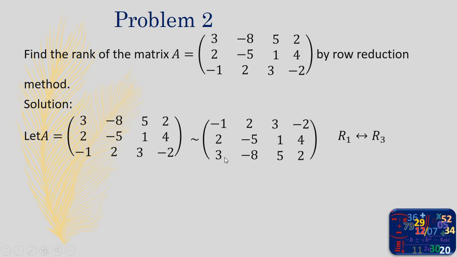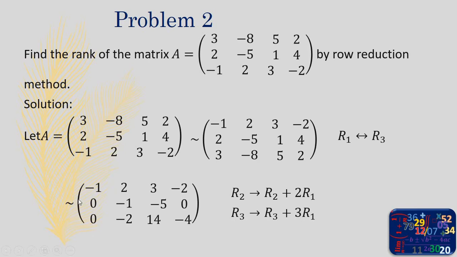Next, I want to make these two elements 0, and the same rule I will follow for the two rows. So row 2 is replaced by row 2 plus 2 times row 1. In the same way, row 3 is replaced by row 3 plus 3 times row 1. When I do this, I'll get a matrix in such a way that in the first column, except for the first row element, the other two values are zeros. The same rule changes row number 2 and row number 3.